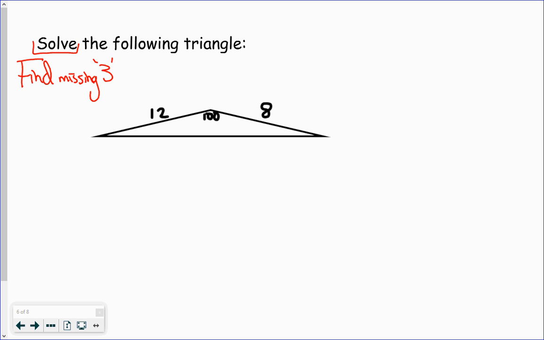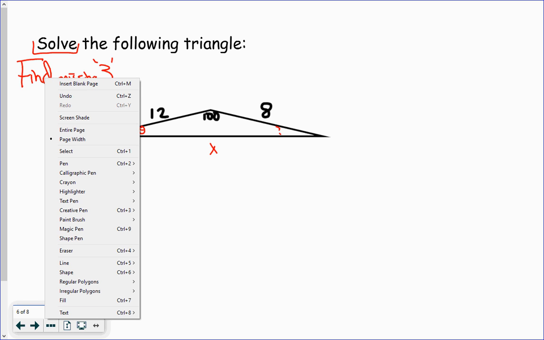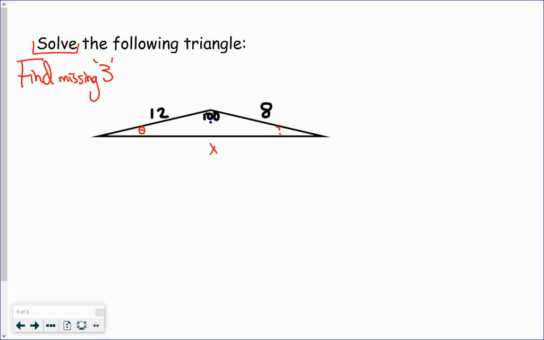So I'm just going to label them. I'm going to call this X, I'm going to call this guy theta, and this guy question mark. Now you can call it ABC, it doesn't matter. You're just going to pick anything that you want. The first thing that I notice here is that all I have is half pairs: I have the angle but not the side, the side but not the angle. So since all I have is half pairs, I have to use cosine law.